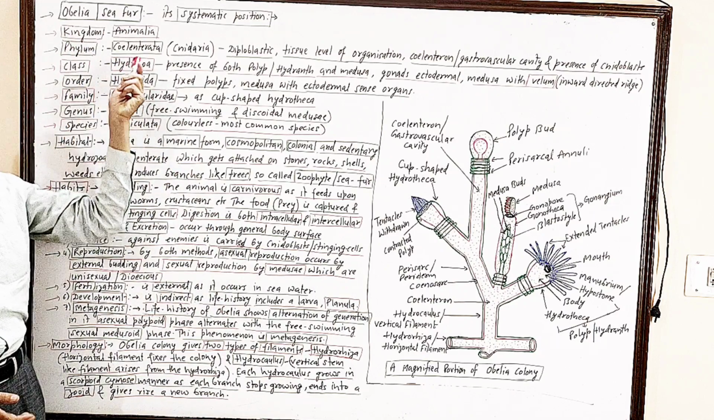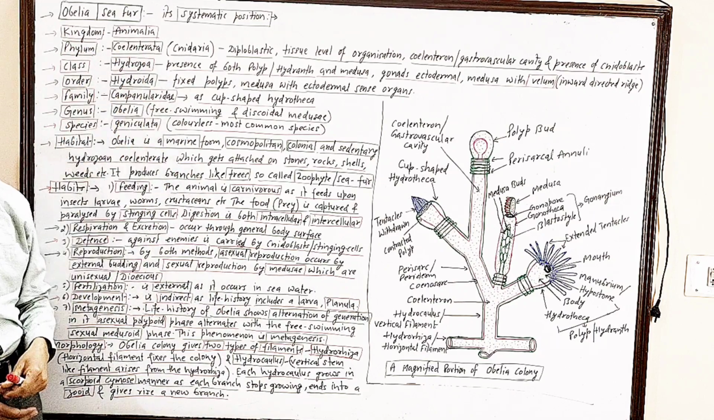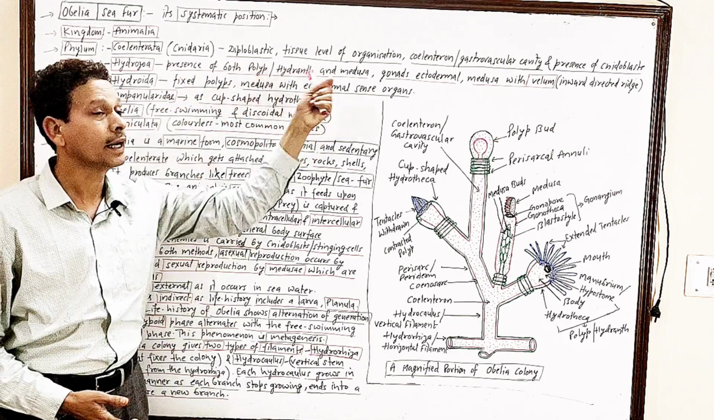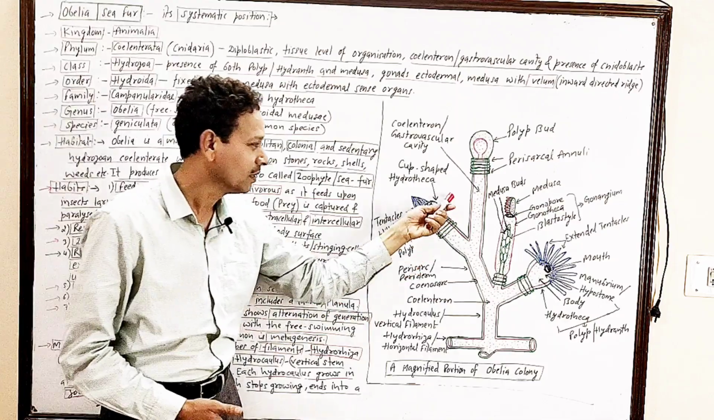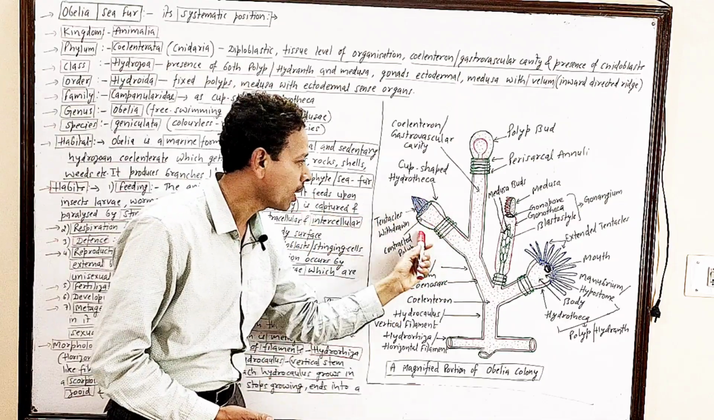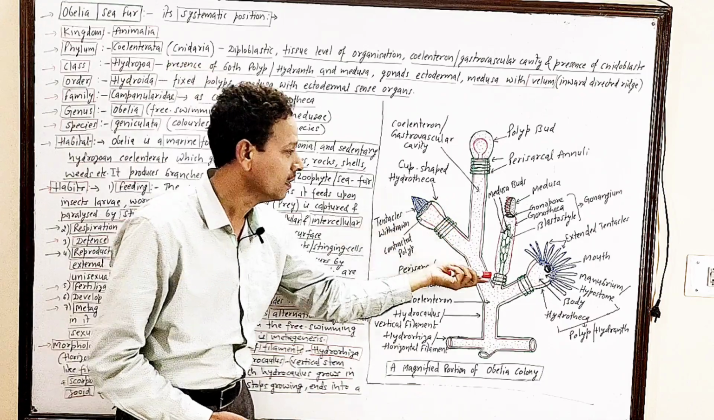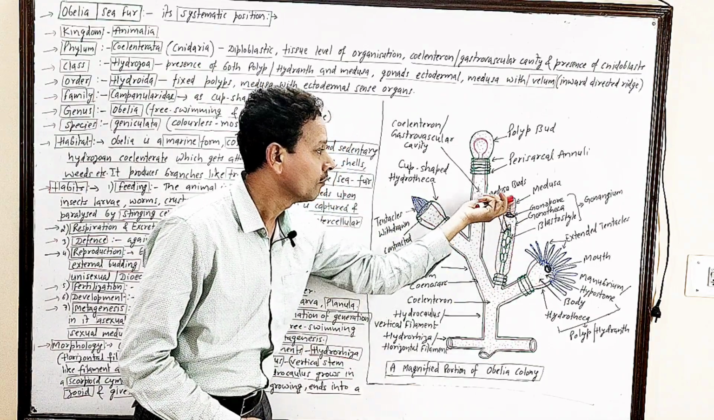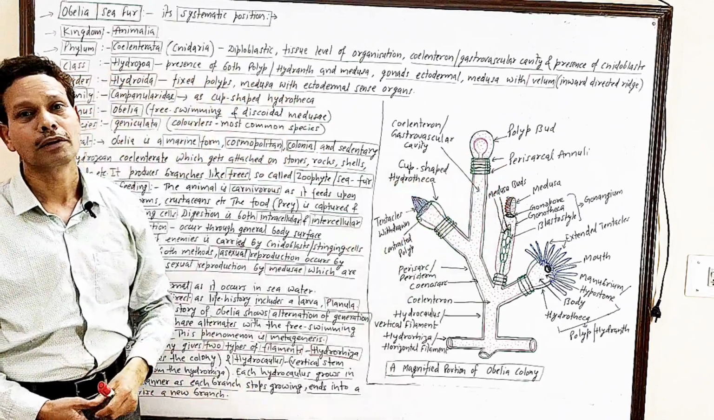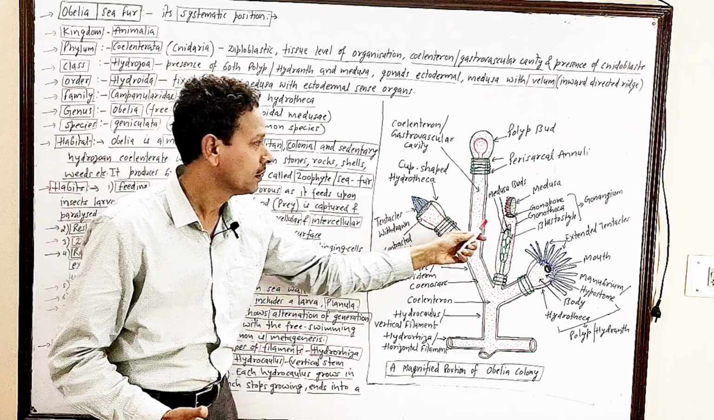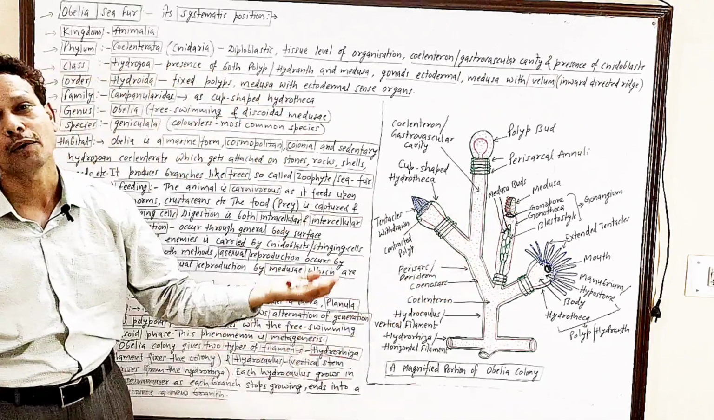we have already discussed in introduction of phylum Coelenterata. Class Hydrozoa means presence of both polyp, hydranth and medusa. Look here, in this diagram everything is clear. This is polyp stage and this Obelia colony gives rise to free swimming medusa. Both this polyp, hydranth and medusa are well developed.